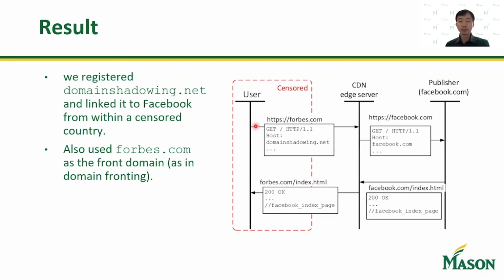So basically, we have sent a request to forbis.com, but in the request, we have changed the host header into domain-shadowing.net. So this request is sent to the CDN, and in the CDN, we have configured it to connect domain-shadowing.net to facebook.com. So then the edge server is going to fetch the web document from facebook.com and get a response, and then send it back to the user in the name of forbis.com.